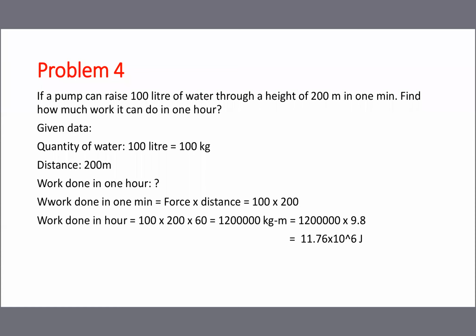Force value 100, distance value 200. If you want to calculate 1 hour, again multiply with 60. Last line you go. Work done in 1 hour is equal to 100, that is force value, 200, distance value, multiplied by 60, only for the 1 hour calculation. Then multiply, it becomes the answer. So only for the final answer we are multiplying with this. We are not going to a new formula. Same formula, force into distance only.